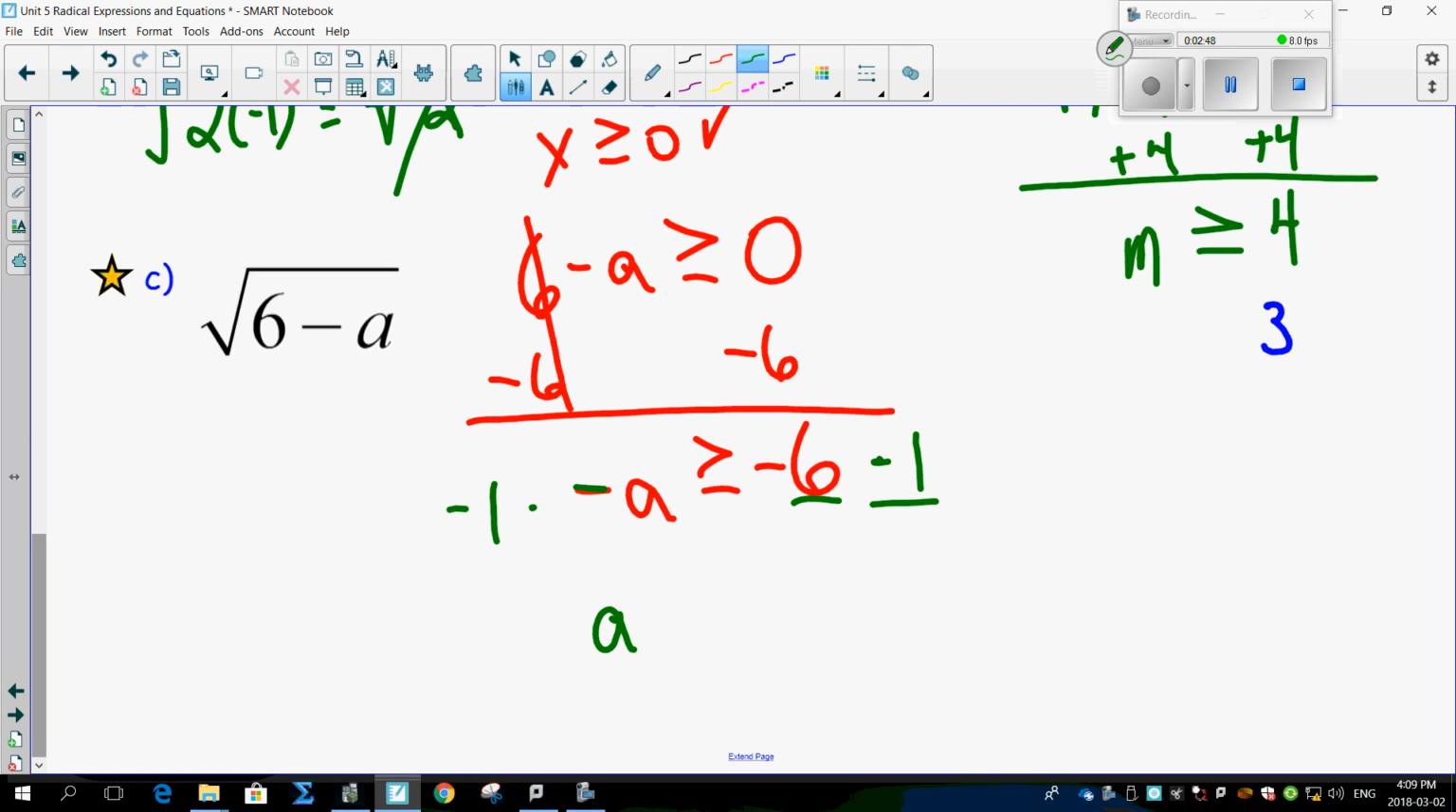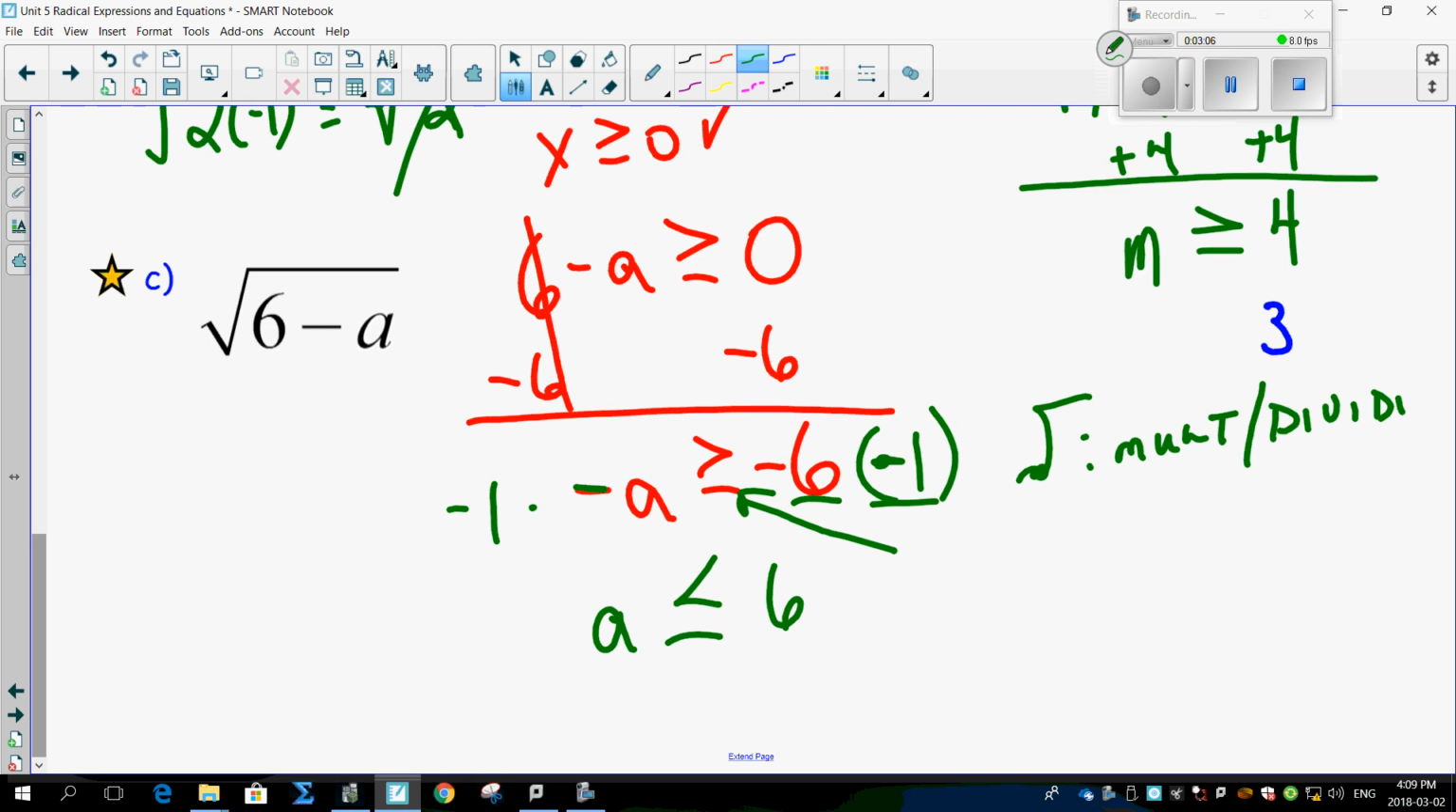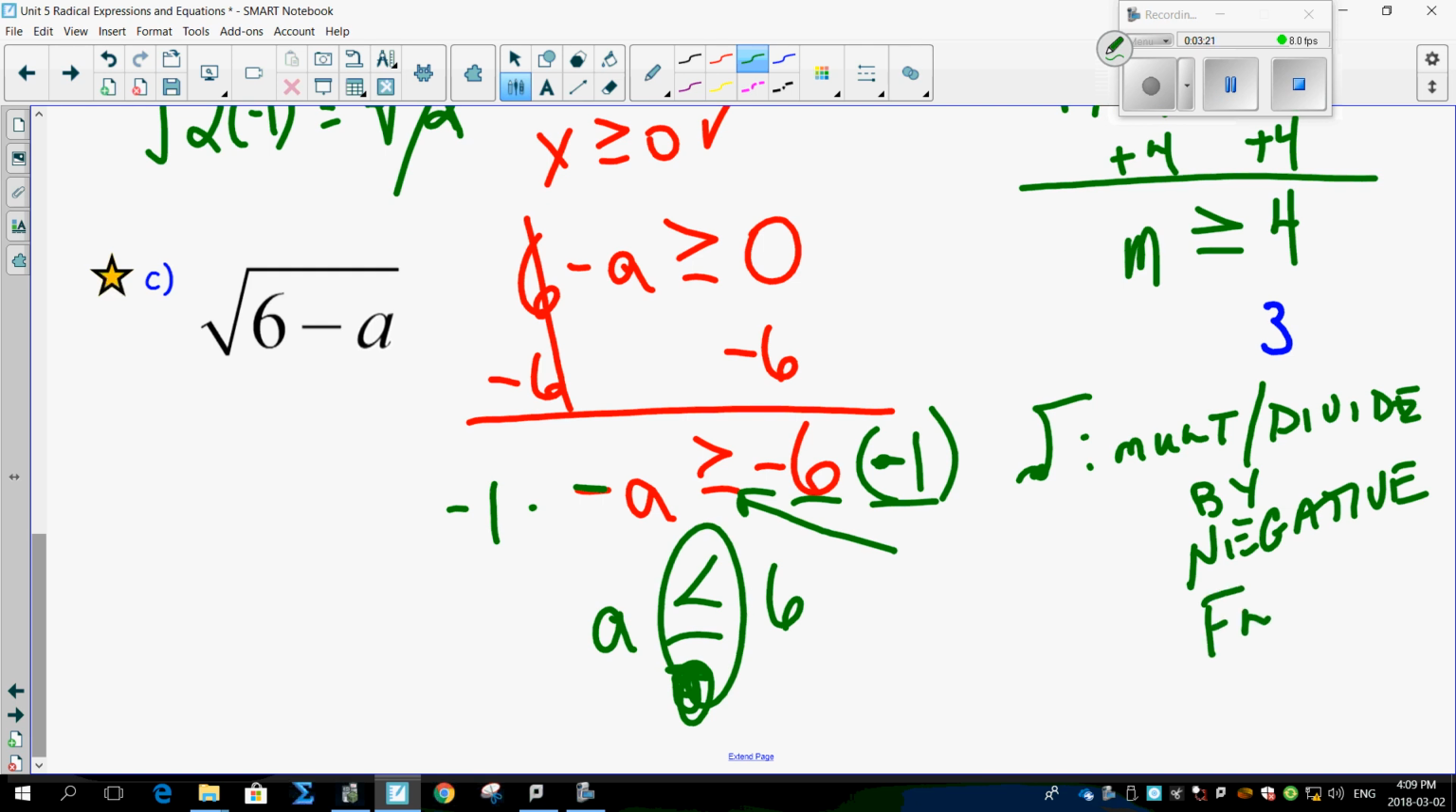That becomes, multiplied by -1, that becomes 6. But wait, do you remember what happens to this inequality sign? As soon as you multiply or divide by a negative, it has to become a flipped inequality. That sign has got to be flipped. So flip the inequality. Now, I know what you're thinking. You're probably saying, well, why is that?